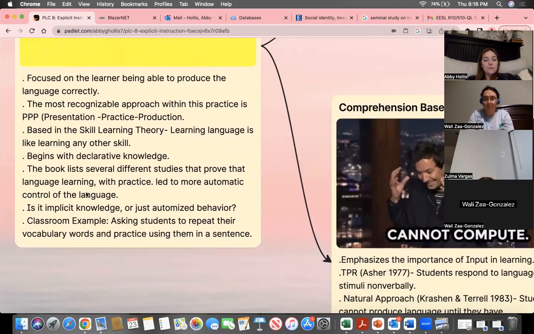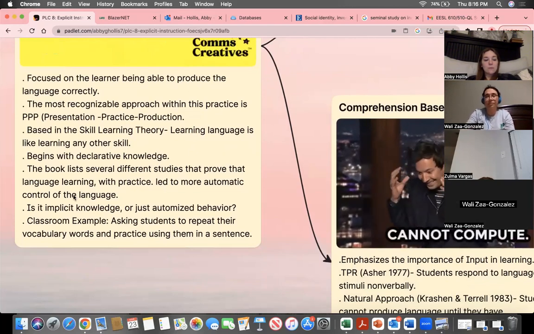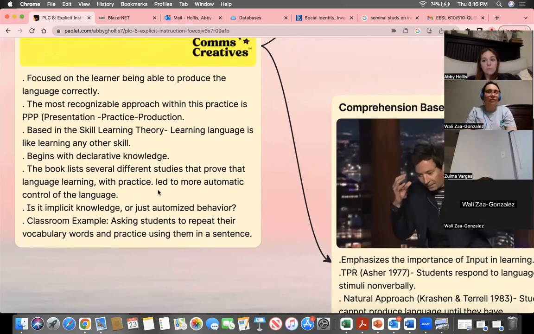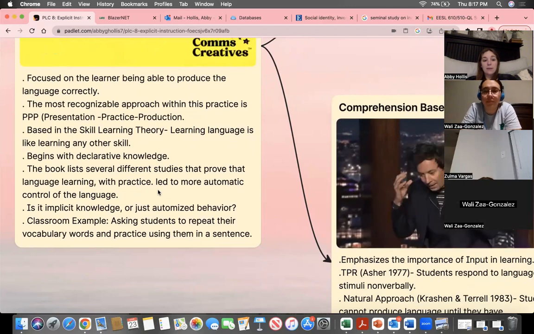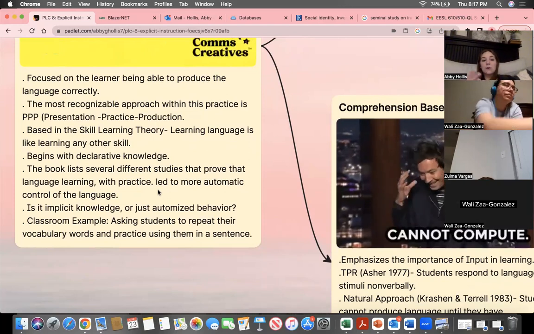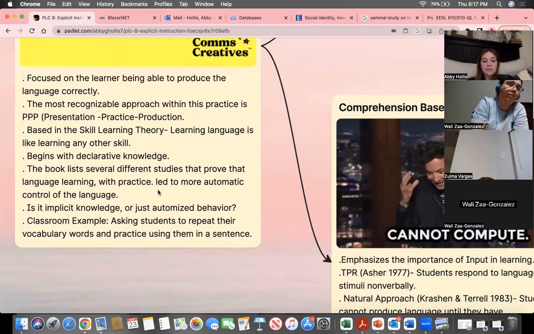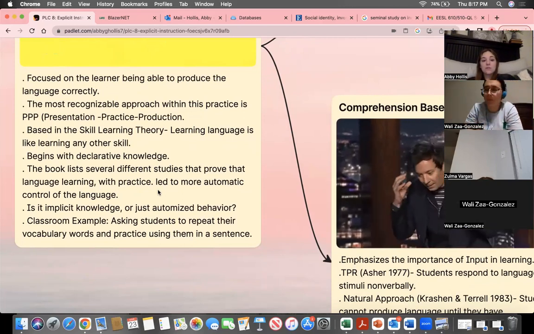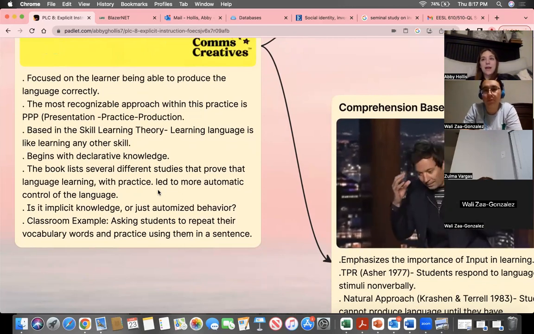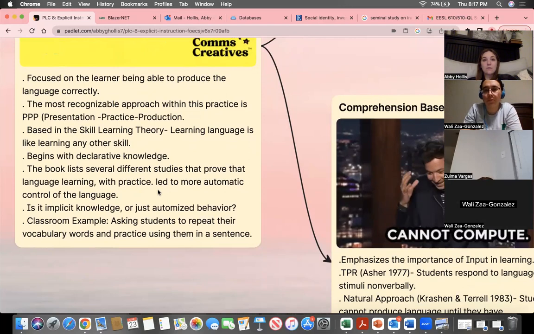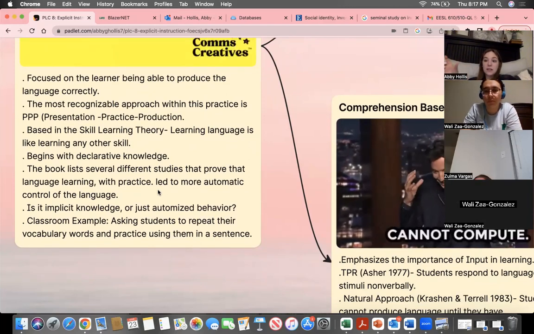The book lists several different studies that prove that language learning with practice led to more automatic control of the language. But then they also listed some other studies for comprehension-based instruction that proved the same thing. So I think there's this ongoing debate, and really the biggest question that all of these studies raised is: is it implicit knowledge or just automized behavior? And as we can see from the audiolingual method, that is a lot of automized behavior because we're repeating together as a class and you're filling in the gaps.